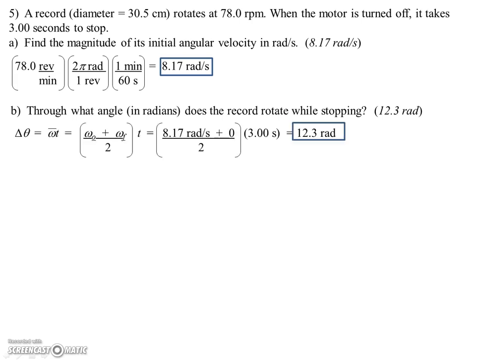I'm going to use my favorite equation. Delta theta equals omega bar t, just like delta x equals v bar t. I use this because it's easy. Omega bar is omega naught plus omega final over 2. The initial speed is given as 8.17 radians per second. The final is 0. Divide by 2, multiply by 3 seconds, and you get 12.3 radians.